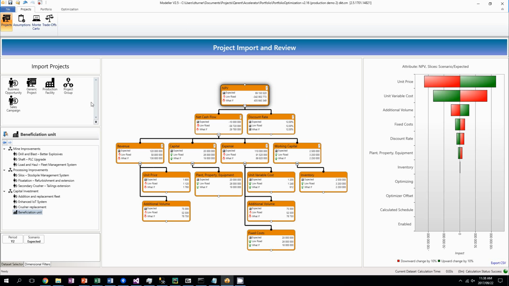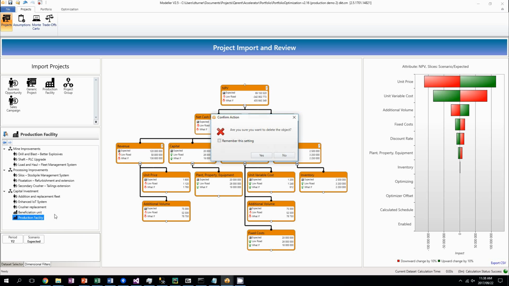Now, one can very quickly and easily drag and drop new projects into the list of projects, and you can basically build up your list of projects from pre-existing templates. Each template would have its own logic for how the net cash flow is worked out, and those project templates can be assembled into a library which is then standardized across the organization.